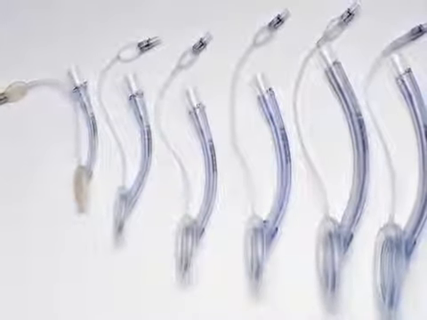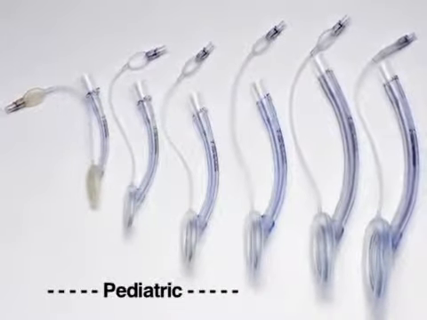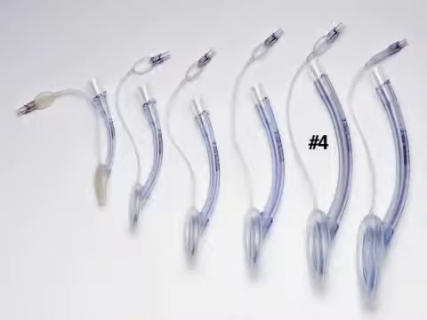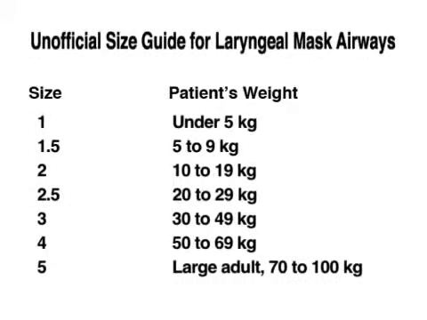Laryngeal mask airways are available in up to 5 pediatric sizes and 3 adult sizes. Typically, your resuscitation committee will decide upon a model and sizes suitable to your patient population. As a general rule, a number 4 laryngeal mask airway is adequate for the average adult female patient and a 5 for the average adult male patient.